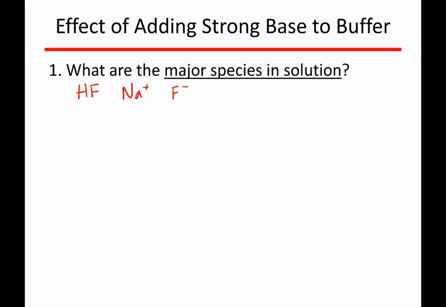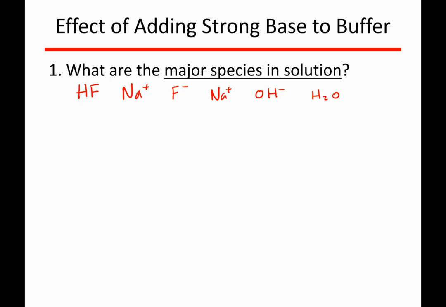We've also added sodium hydroxide to this solution, and so sodium hydroxide is a strong base. We should dissociate any strong bases. Remember, the rule on that is dissociate soluble salts, strong acids, and strong bases. All of those S sort of sounds. So we will break up the NaOH to give us more Na plus and OH minus, and water is always a major species in any aqueous solution.